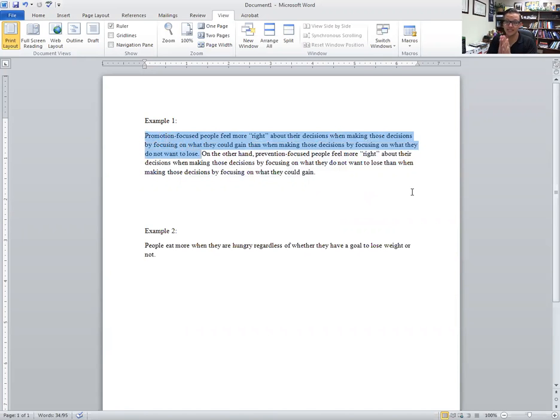The first thing we want to do is identify our dependent variable. So promotion-focused people feel more right about their decisions when making those decisions by focusing on what they could gain than when making those decisions by focusing on what they do not want to lose. So what is being done here? What is the end result? So we have promotion-focused people. That's not the end result, though. That's before something else, because they feel more something. So right off the bat, we can probably tell that the way they feel is probably our dependent variable.